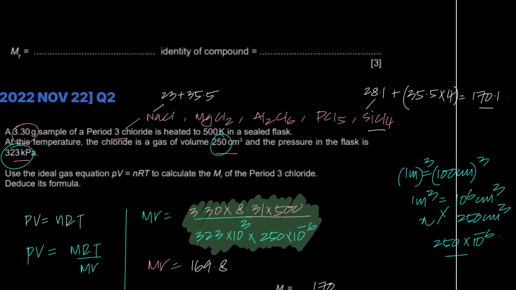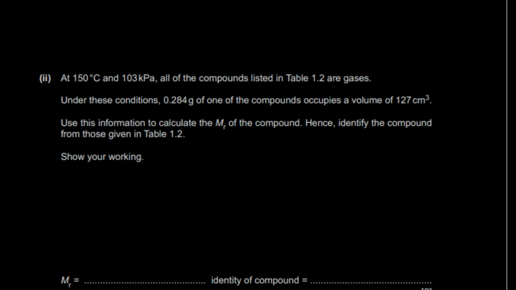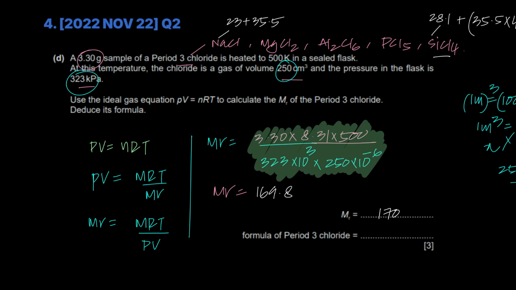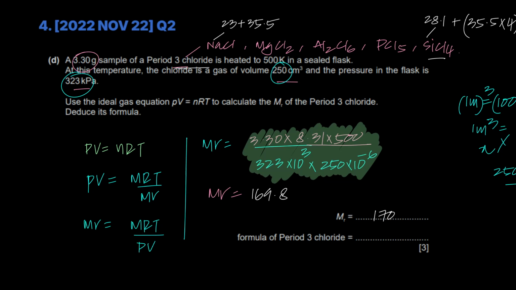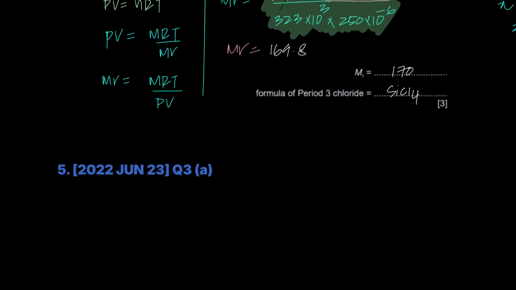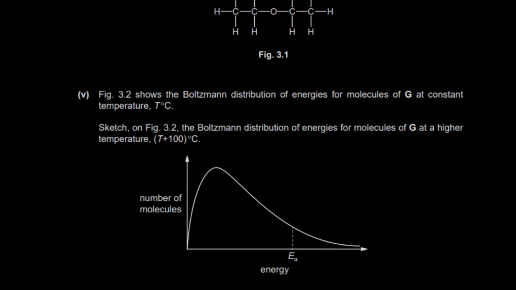So it's this one, because he said it's a period 3 chloride. He stated it right here. It's a period 3 chloride right here. So it should be either of these, and it's SiCl4 therefore, because it fits the Mr, right? So we had to do this through trial and error. That's it. Done. Next question.